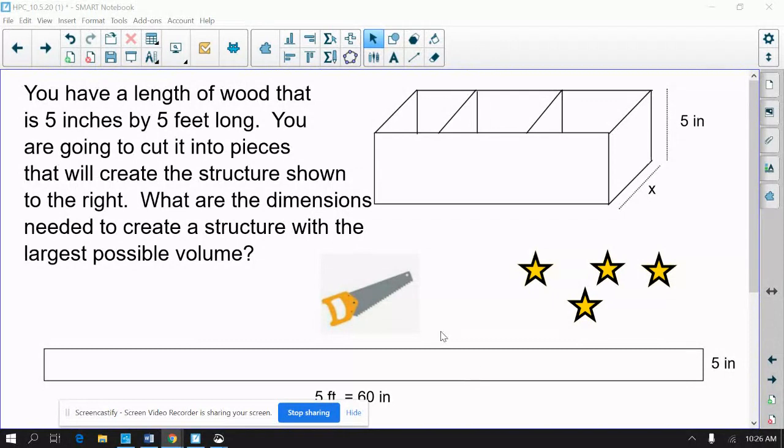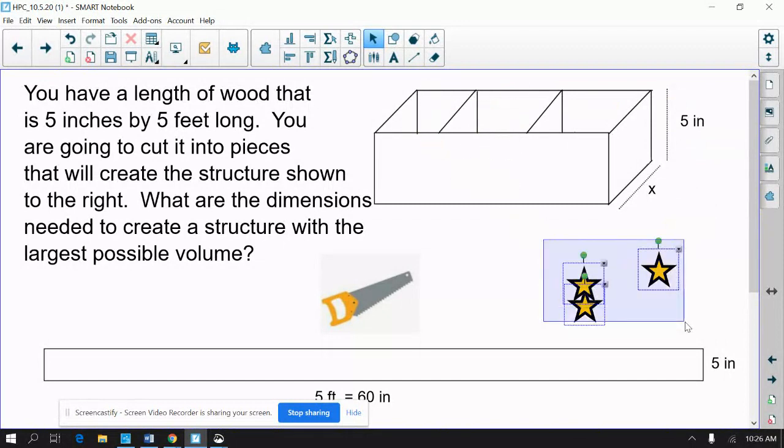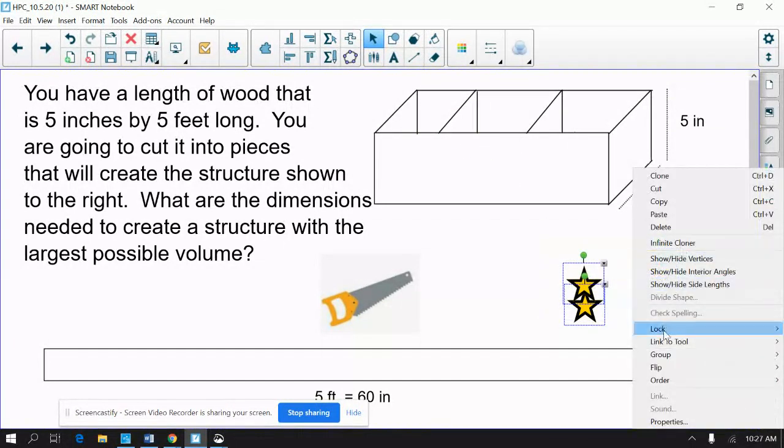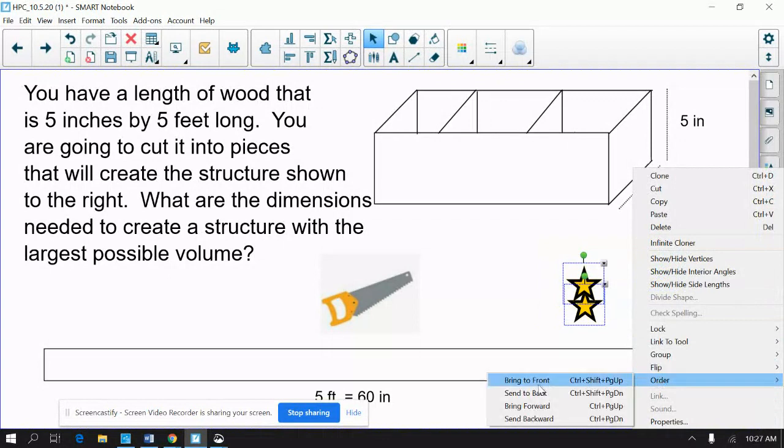Now, what am I going to do with this piece of wood? I'm going to cut it up to create this box. So notice the box has kind of like 3 compartments. I could put, whoops, I forgot to, hold on, pay no attention to that man behind the curtain there.